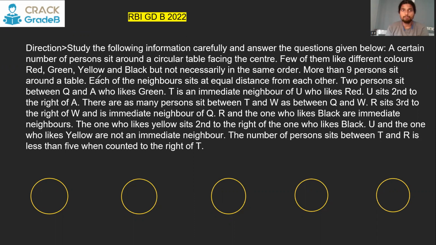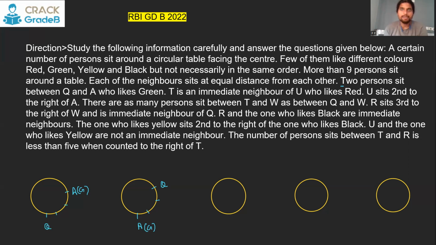Let's start with the information directly. Information starts from this point. 2 persons sit between Q and A who likes green. So if I say Q's right side is A, there are 2 persons between. A is here and A likes green, but not necessarily. Q's left side also can be A. So A here, 2 places, Q here, that is also a possibility. A likes green. So I have maintained both possibilities in these 2 cases.